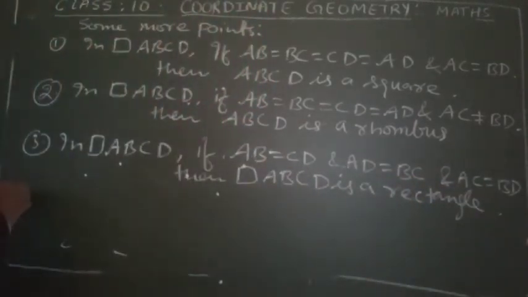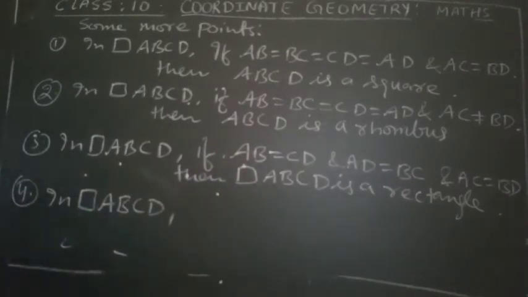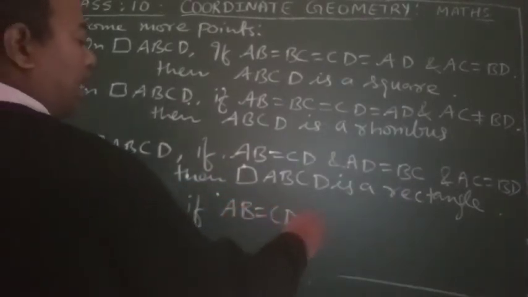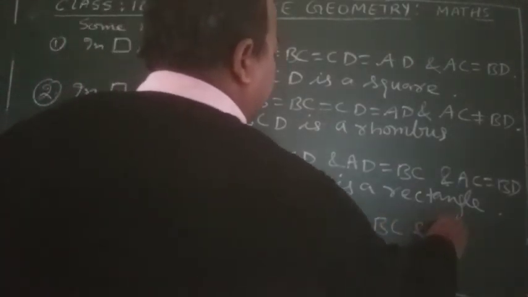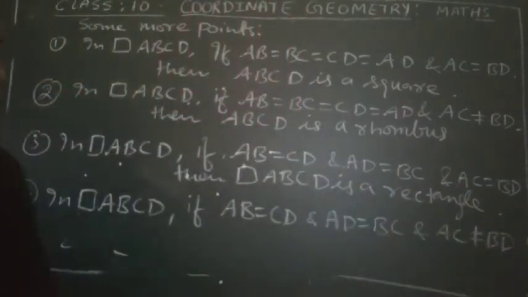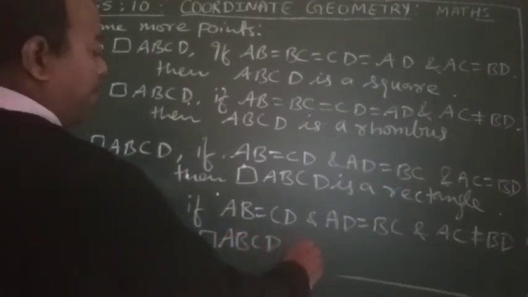Number 4, in quadrilateral ABCD, if AB equals CD, AD equals BC and AC is not equal to BD, then quadrilateral ABCD is a parallelogram.